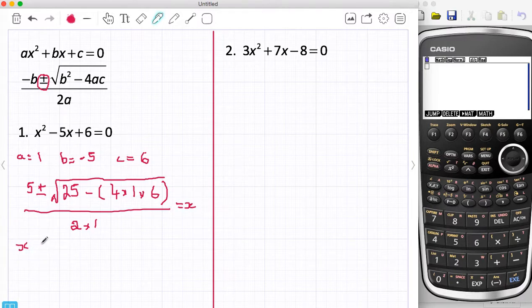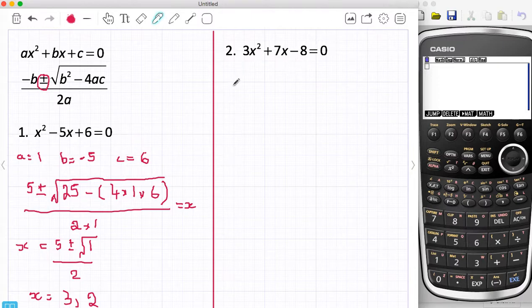So x equals 5 plus minus the square root of 25 take away 24, which is root 1, the square root of 1. Then I'm going to divide it by 2. Now, as I said, I could have factorised, I could have got these answers by factorising, because it's 5 plus 1, 6, divided by 2 is 3. 5 minus 1, 4, divided by 2 to give me the other number.